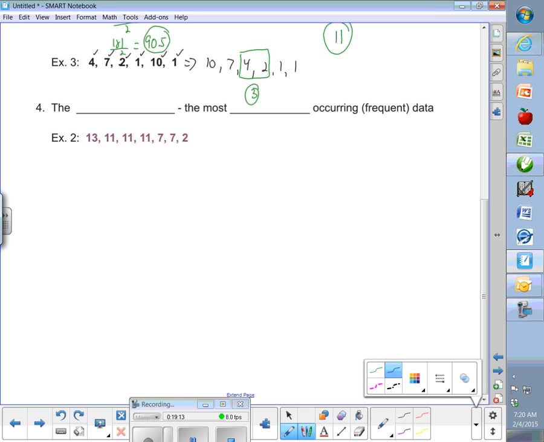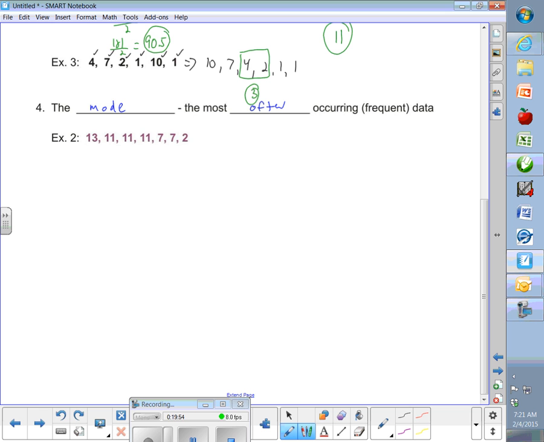On this one, I am going to give you the second word first. This term is the most often occurring or most frequently occurring data. So it's the data that occurs most often, the data that occurs most frequently. Anybody have any idea what the term is for that? Well, it begins with an M again. All right, and the term is the mode. The mode is the most often occurring piece of data.